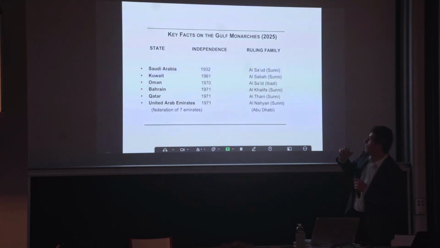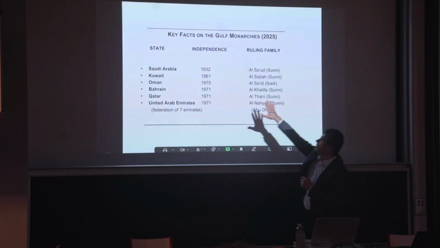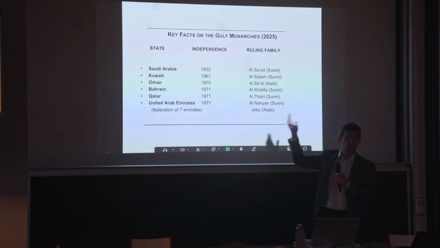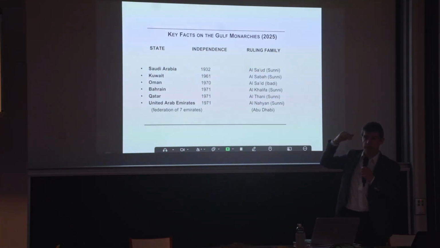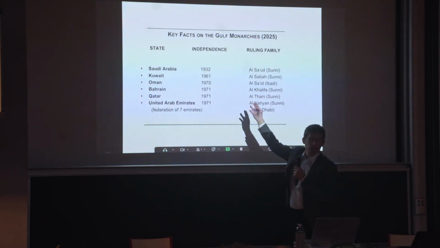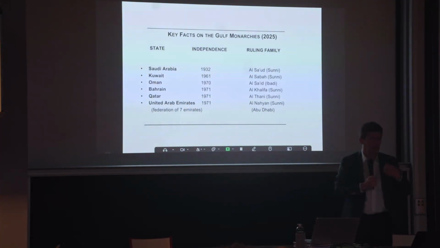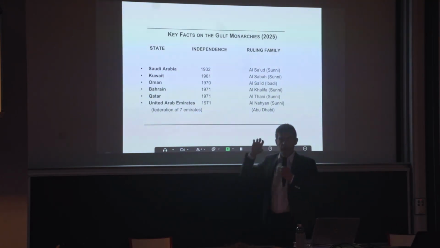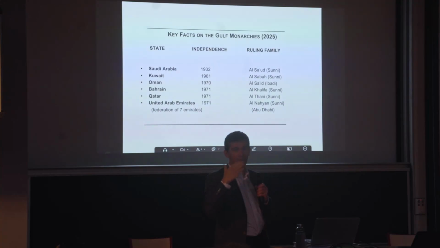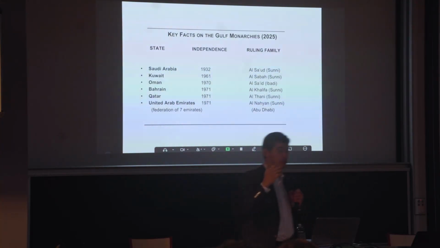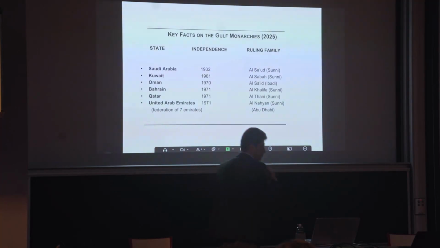So, a few key facts. Without looking at the ruling families, what is important to keep in mind first is that they are extremely recent countries and extremely recent monarchies. So Saudi Arabia has been independent since 1932, but the other 5 countries are even more recent and were granted independence by the British and the British Empire. So what's interesting to note is that none of these monarchies and rulers has fought for independence. So that's quite important. They were granted independence by the British.